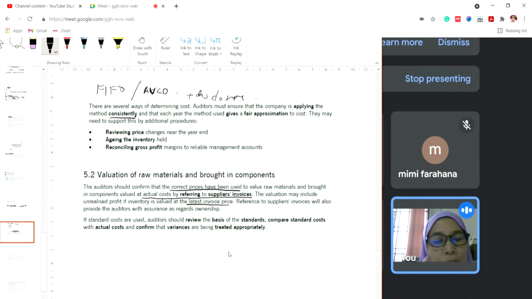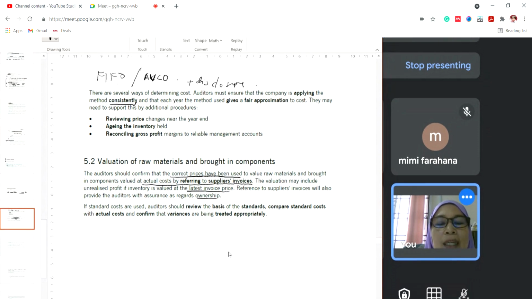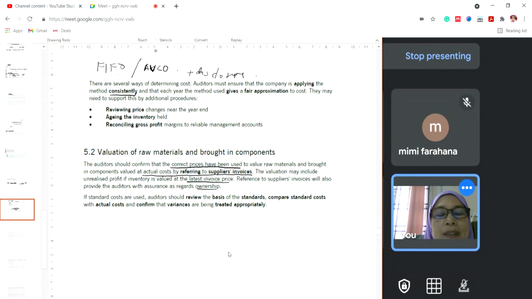So invoice price, especially from the supplier, as long as the product is not a controlled product by the government, the chances of fluctuation in invoice are higher. So maybe this month a different unit price, next month a different unit price. Reference to the supplier's invoice will also provide the auditor with assurance as regards ownership. So when you look at the supplier's invoice, other than the unit price, you can also look at the ownership.